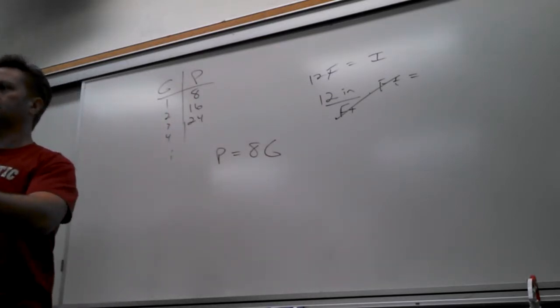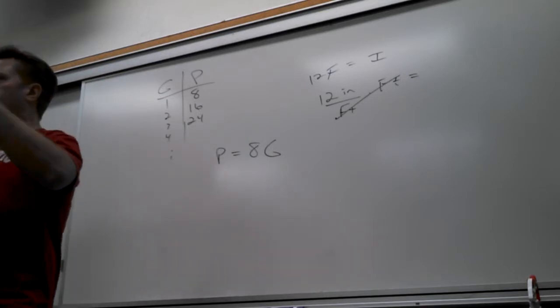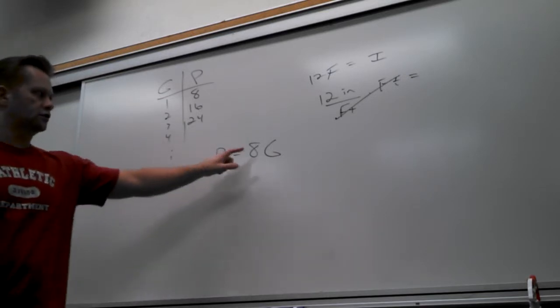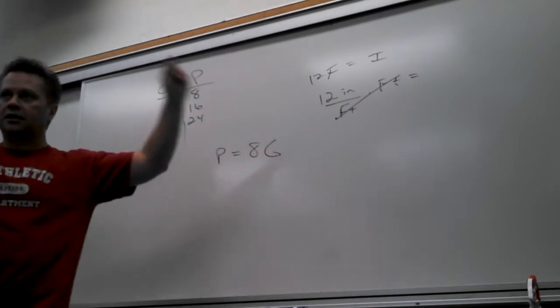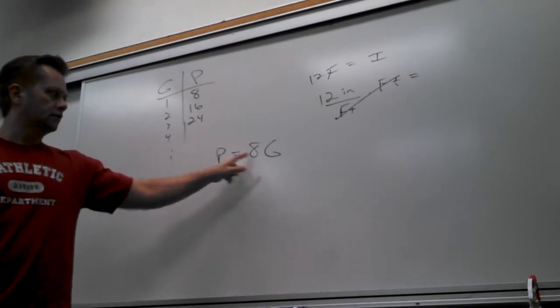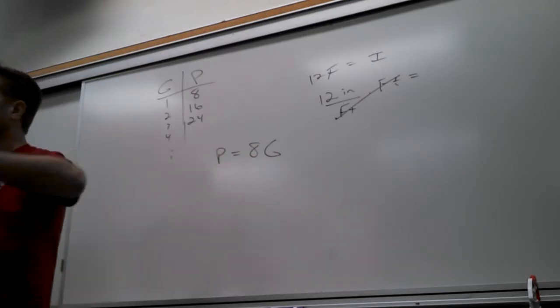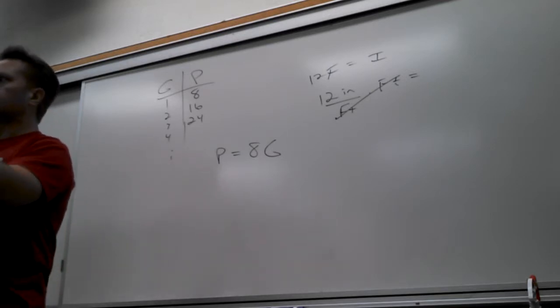The algebra tells you what to do computationally. It's not saying what the conversion is. It doesn't say there's 8 gallons in a pint. P is 8G because there's 8 pints in every gallon. Every 1 gallon is 8 pints. So you gotta multiply the gallons by 8 to make it become pints. You gotta break it up in 8 parts to make it a pint. How are we doing so far?